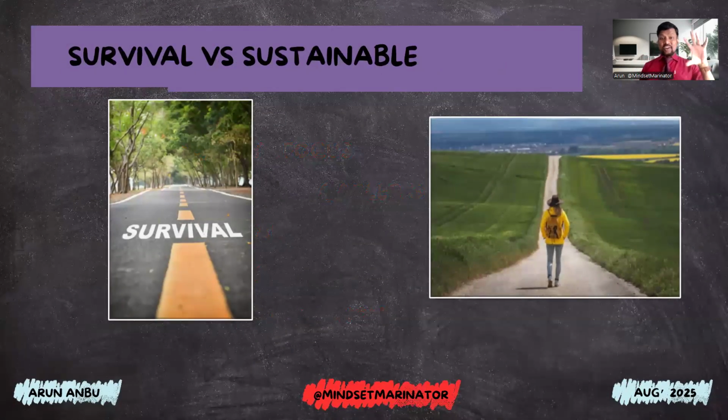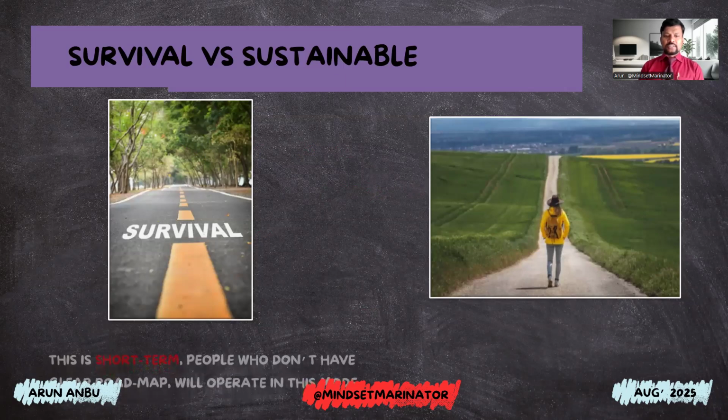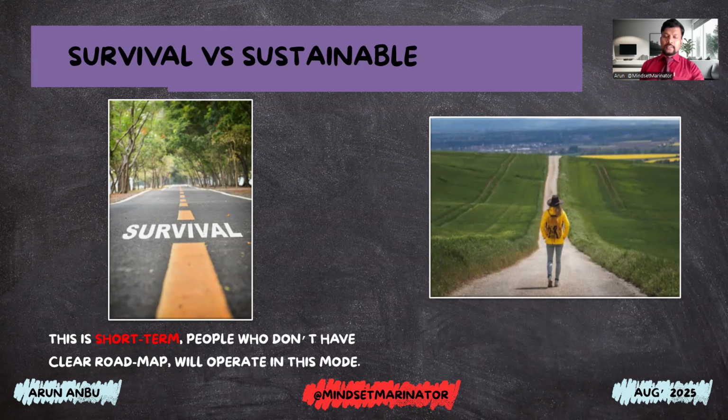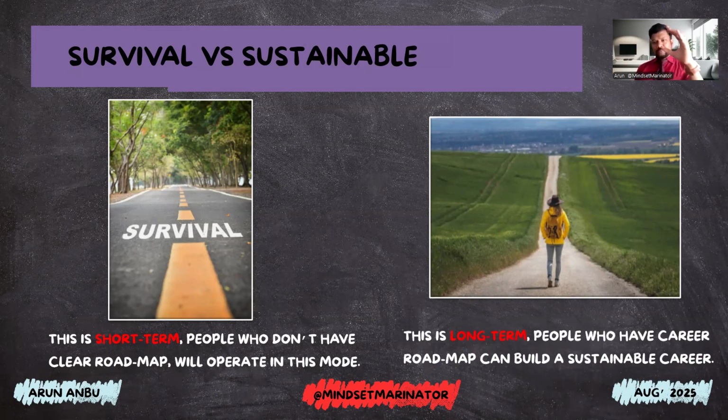Okay, quickly we get into survival and sustainable. Survival, you see here, this is short term. People who don't have a clear roadmap of where they want to reach think, okay, fine, I have got a job now, that is enough for me, correct? They'll think, now I got a job, it's enough for me. But the other aspect is called sustainable. This is the long-term vision. You stand at a crossroad and you say, I've got this long road ahead of me, and I'm going to walk it through different career journeys, different career roles.